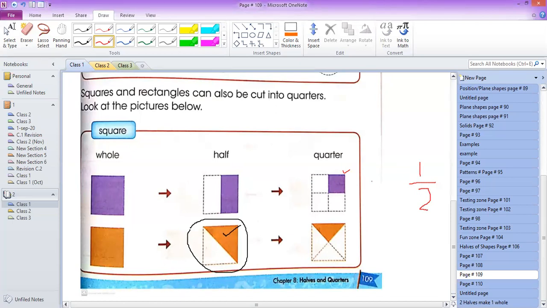1 over 2 is half. Look at this. How many total equal parts are there? 4. Down, you will write 4. And how many parts are colored? 1. This is 1 over 4, this is a quarter.